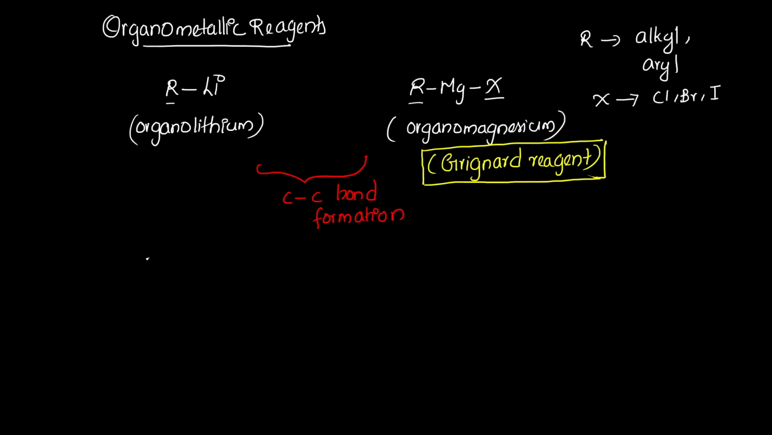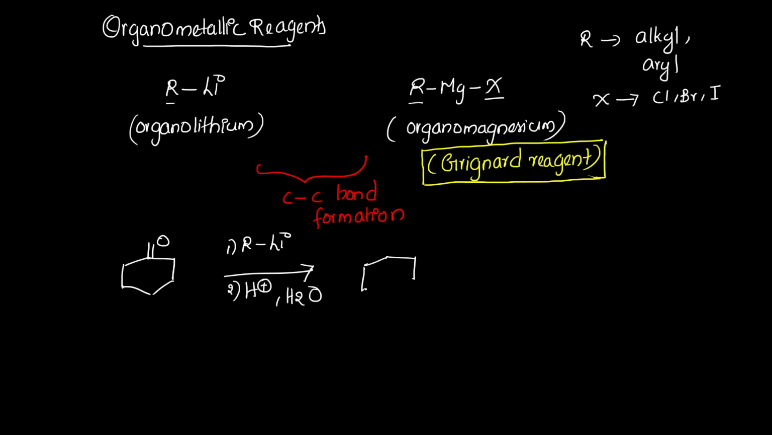For example, if you take a cyclic ketone and you treat this with an organolithium reagent, and after the reaction you add water, as you know water is a source of H+, you will convert the ketone into an alcohol and you will generate a new carbon-carbon bond. So this is the new carbon-carbon bond.